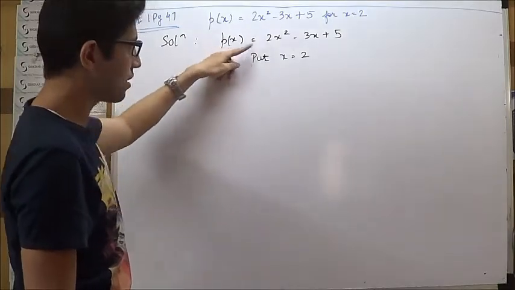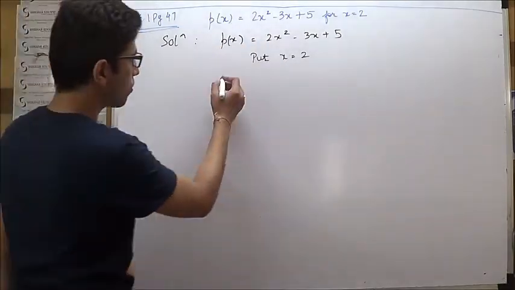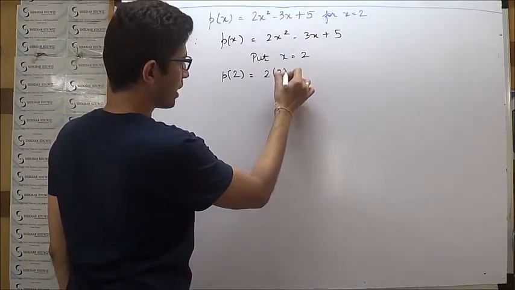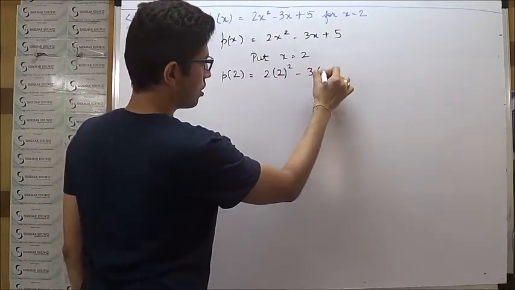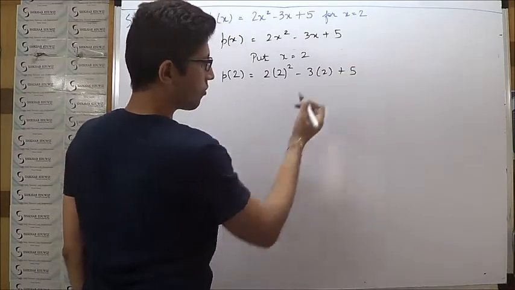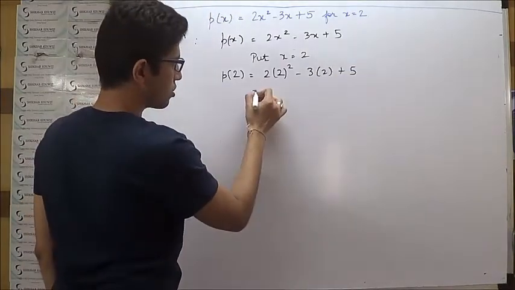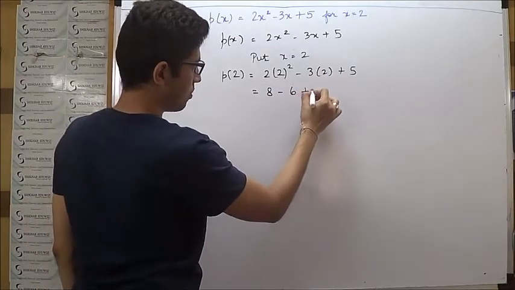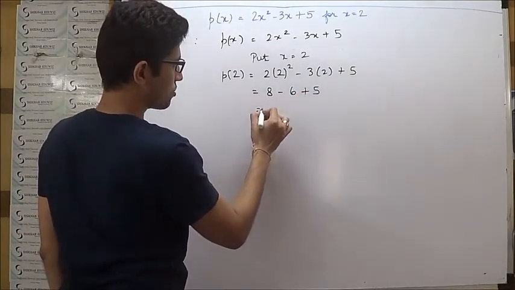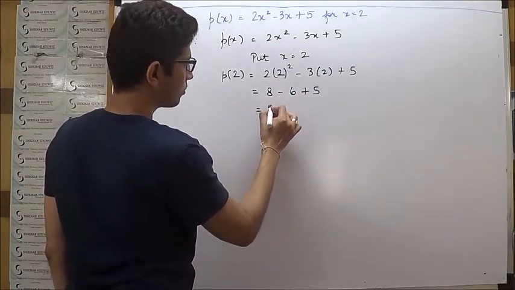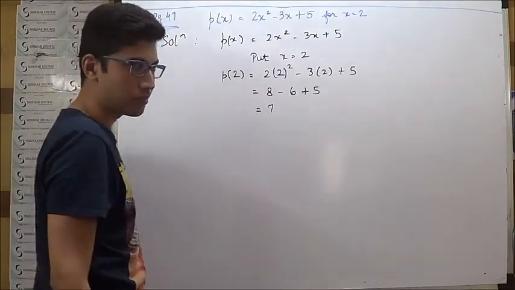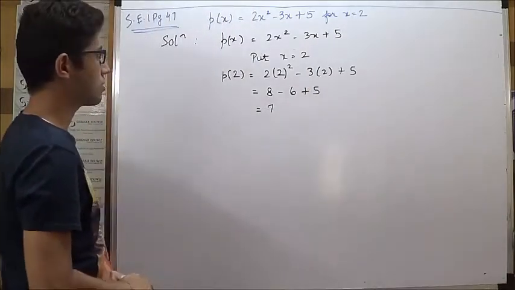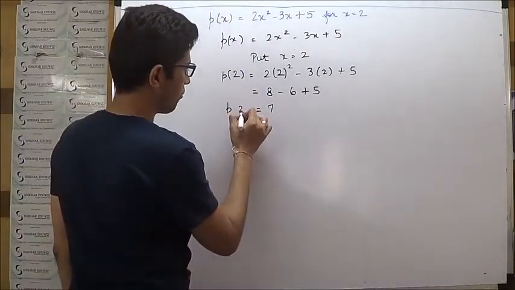So put x is equal to 2. So wherever there is x, put 2. So p of 2 is equal to 2 into 2 in place of x, minus 3 into 2 plus 5. Now all are numericals, you just have to solve. 2 twos are 4, 4 twos are 8, 3 twos are 6, plus 5. That is 8 minus 6 is 2, and 2 plus 5 is 7. So p of 2 is 7.